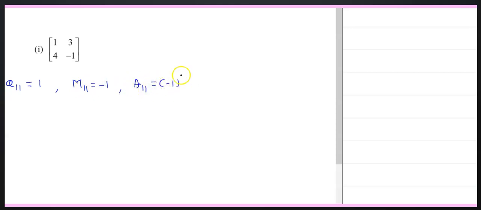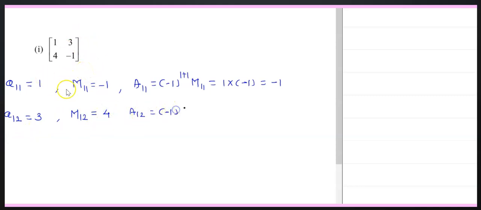A11 is 1, therefore M11 is -1. I had explained here, delete this and these two. Therefore A11 is equal to (-1) raised to 1 plus 1 times M11, that is -1. A12 is equal to 3, therefore M12 is equal to 4. Therefore A12 is equal to (-1) raised to 1 plus 2 times M12, that is -4.